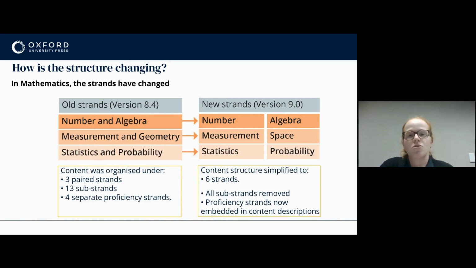So this allows you to pair different content together. Instead of always looking at number and algebra, you can look at number and statistics or measurement and probability. It allows a much greater flexibility than the old paired strands.